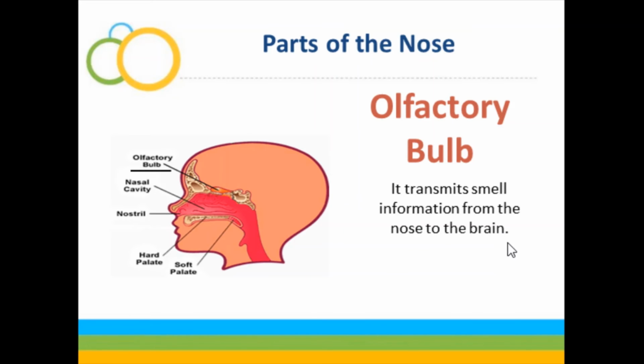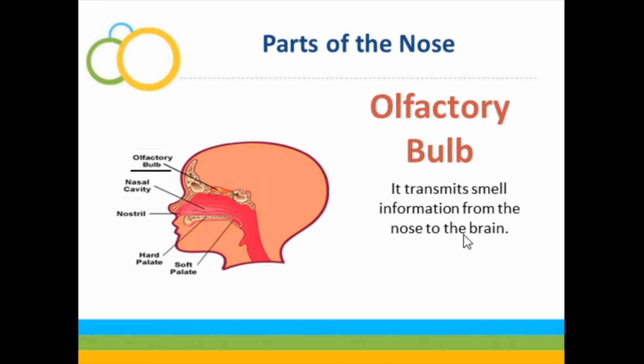If we remember the ears, we have the auditory nerves. It's in the cochlea, where it transmits the ear information to the brain. In the nose, we have the olfactory bulb. Okay? The olfactory bulb transmits smell information from the nose to the brain.